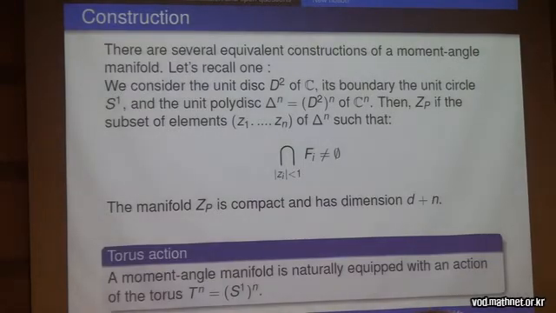And it is equivariant with respect to the torus. It's stable by the torus, and this is important because it allows such manifolds to take part in this conference. But today we won't focus on this action. We will only briefly discuss it.